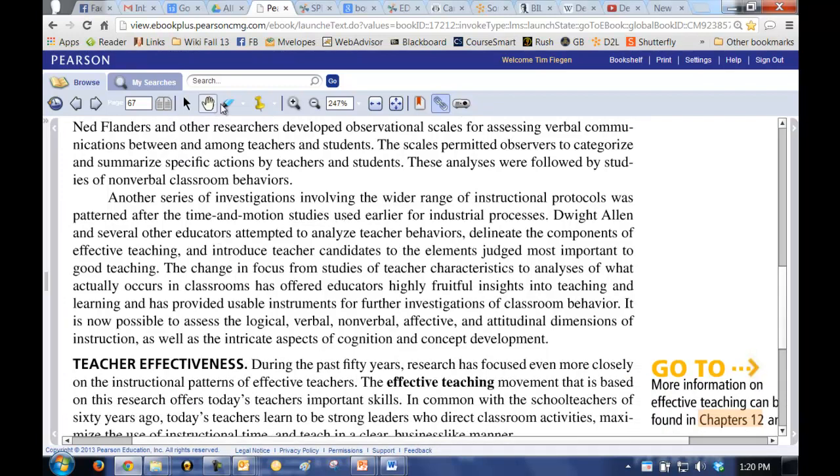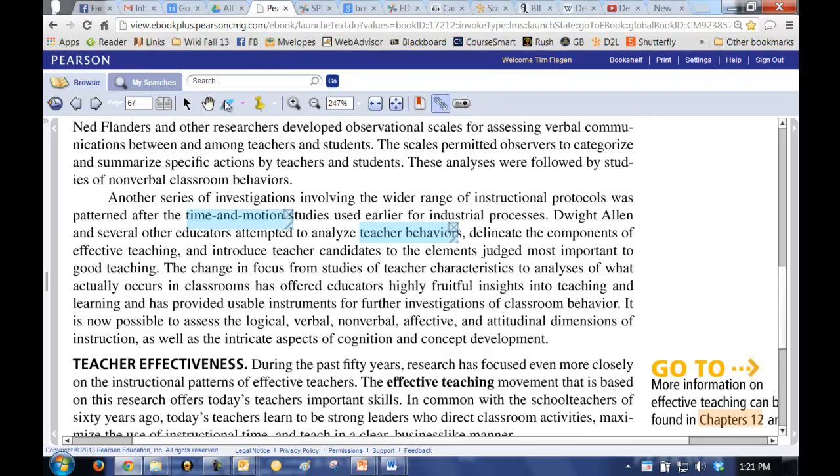Time and motion studies. So first we studied how they talked. We talked to them, and then we had time and motion studies. Analyze teacher behaviors. Components of effective teaching introduce teacher candidates to the elements judged most important to good teaching. So we looked at teacher characteristics.